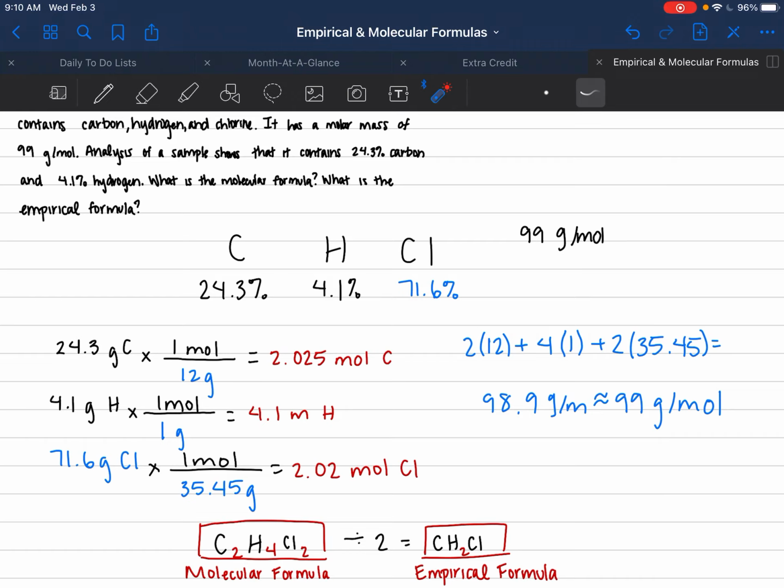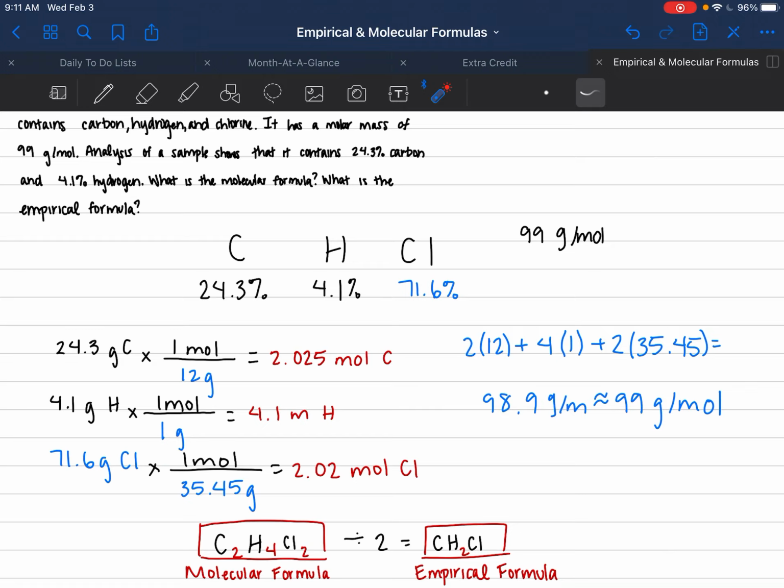If we assume that we have 100 grams, then all of a sudden that 24.3% of carbon, we can just say it is 24.3 grams of carbon. We multiply that by 1 mole, which is 12 grams of carbon. Again, this is something that you get from your periodic table. Make sure you're referencing that to get your molar mass for each element. So we do our math there and we get that we have 2.025 moles of carbon in this compound.